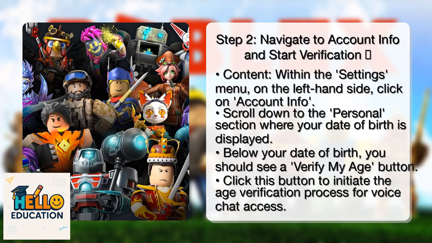Step two: navigate to Account Info and start the verification process. Within the settings menu on the left-hand side, click on Account Info, then scroll down to the personal section where your date of birth is displayed. Below your date of birth, you should see a Verify My Age button. Click this button to initiate the age verification process for voice chat access.